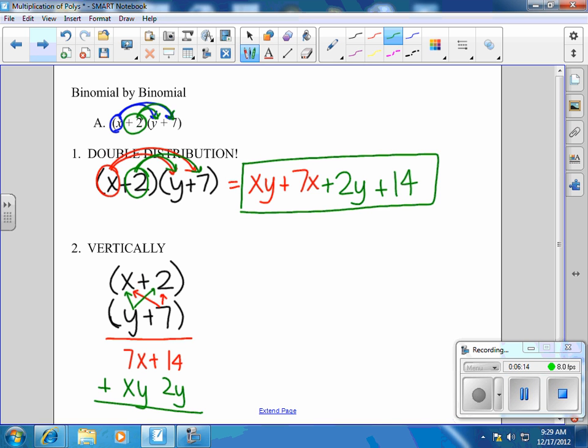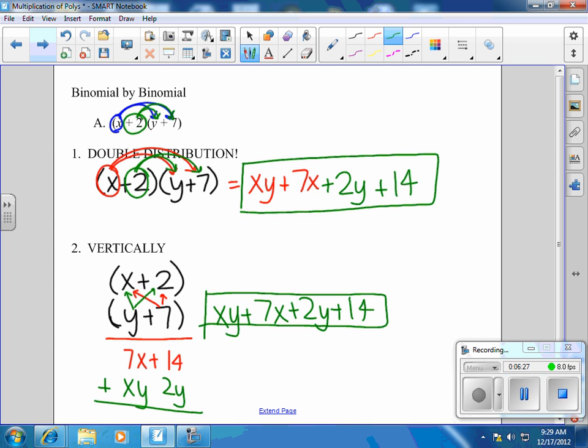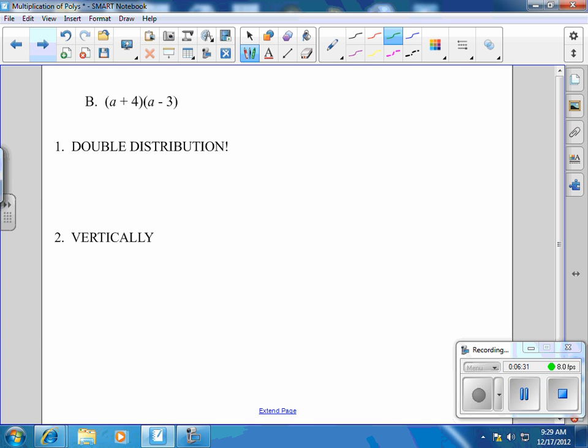So we can write them in some order, just like we did here. We end up with the exact same thing: xy plus 7x plus 2y plus 14. Whatever way you prefer, please continue to do that way. Alright, here's another one. Go ahead and pause the video, and I'll put the answers up here and make sure that you can do it all on your own.